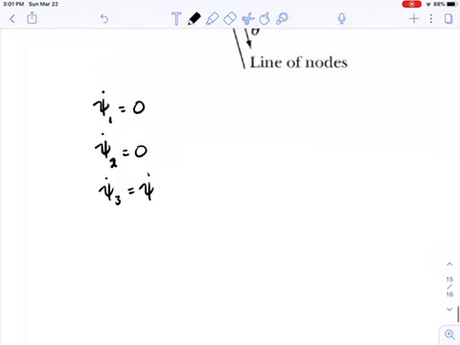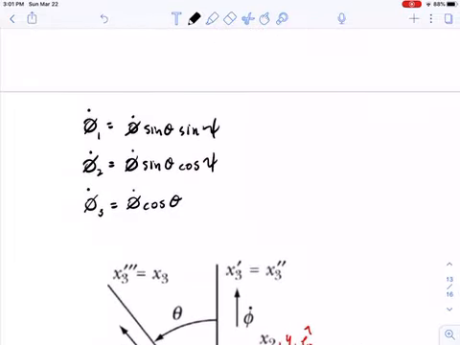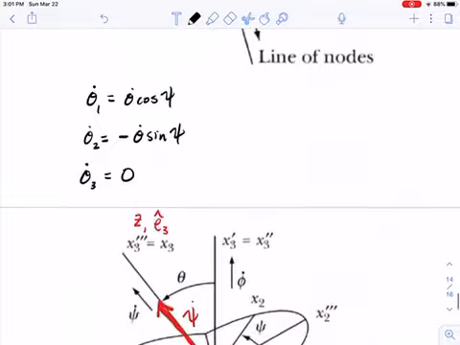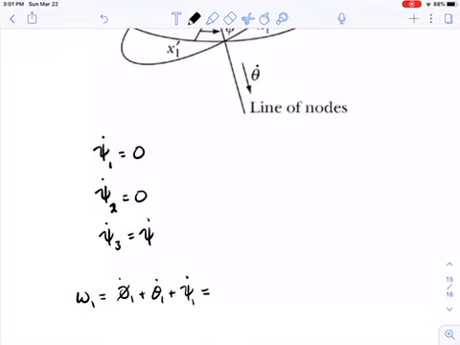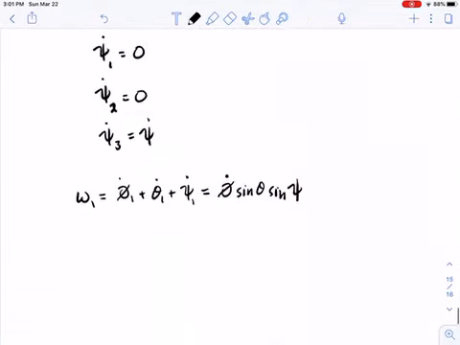So collecting everything together, omega 1 is going to be equal to phi 1 dot plus theta 1 dot plus psi 1 dot. And so we just look at all the first components. So we get phi dot sine theta sine psi, and then we have theta dot cos psi.